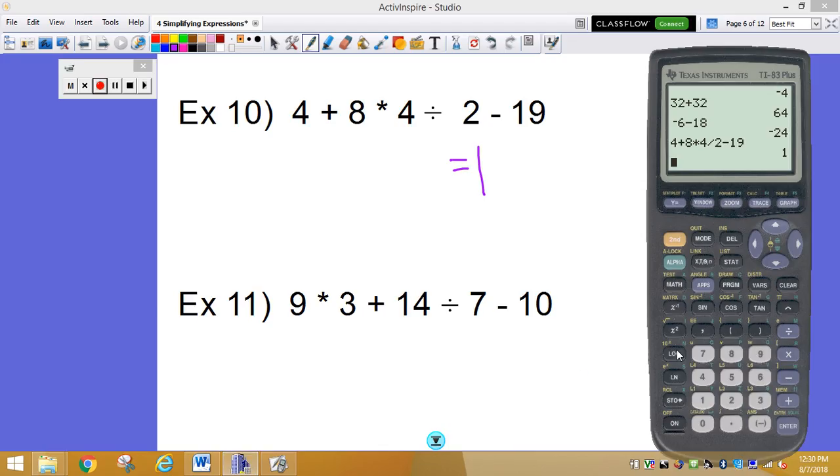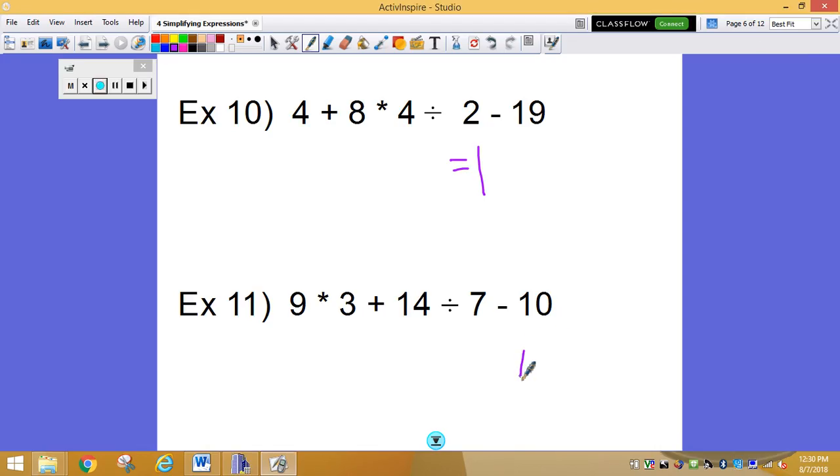All right, hopefully you did 11. 9 times 3 plus 14 divided by 7 minus 10 gives you 19. So the answer to 11 is 19.